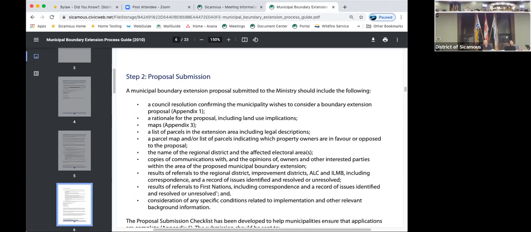It's also incumbent on behalf of the ministry to ensure that Sicamous consults with the regional district. So there are the residents of the regional district, the regional district itself, the residents of Sicamous, the consultants who put together the study, et cetera, et cetera.